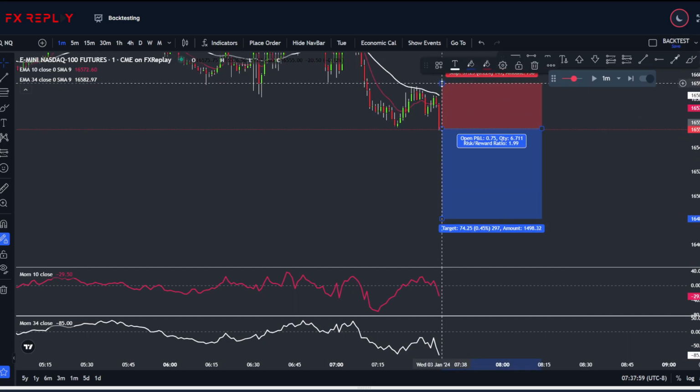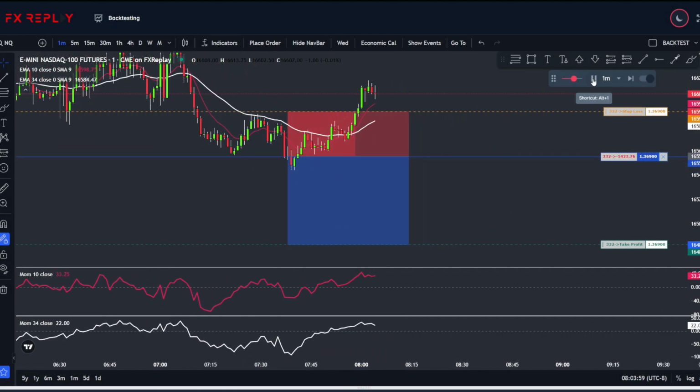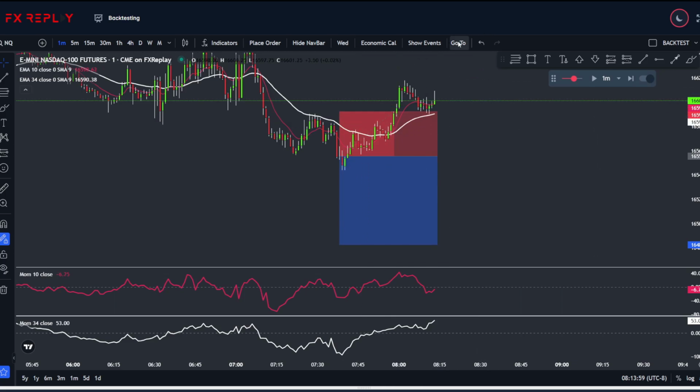Trade number 2. There's a loss on this trade. So first trade win, second trade loss. Let's go to the next New York session.